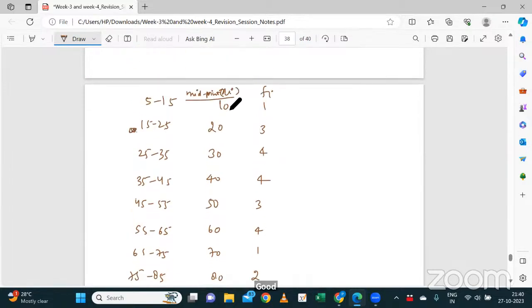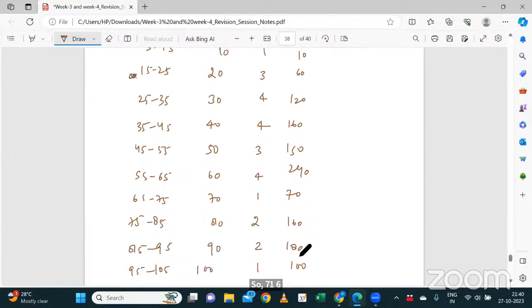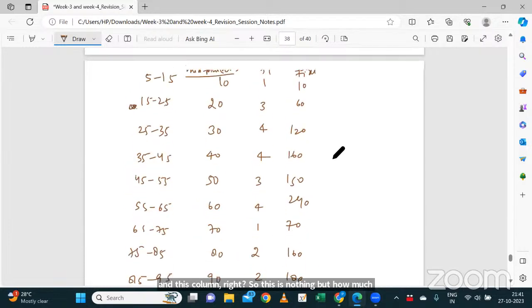Now basically we have to find out, this is the Fi and this is the Xi. Next we have to find out Fi into Xi, right? It will be 10, 60, 120, 160, 150, 240, 70, 160, 180, 100. So what is the mean? Summation Fi into Xi. We have to add this column. How much is it? 1250.